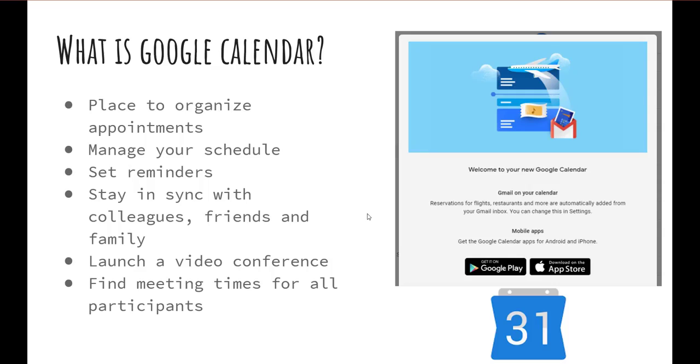So, what is Google Calendar? It is available for you to use on the computer. It's available for you to download as an app on Google Play or through the App Store. You can pretty much put anything that you want in there. Certain things are added automatically. Say you have flight reservations that you get emailed to you. You can have them saved automatically to your Google Calendar and other things like that.